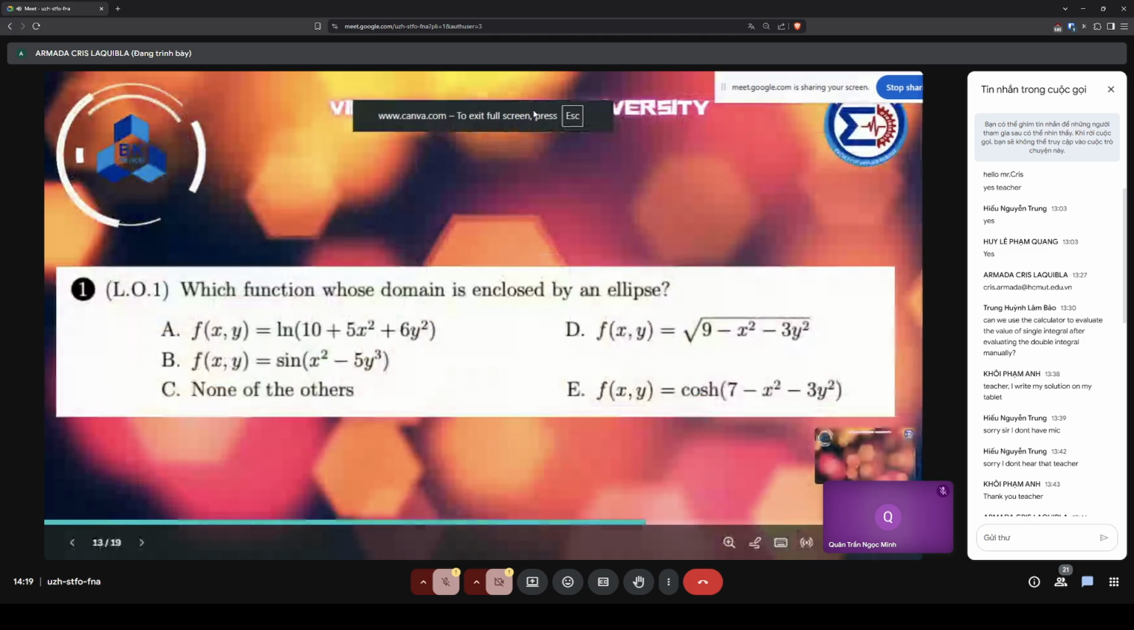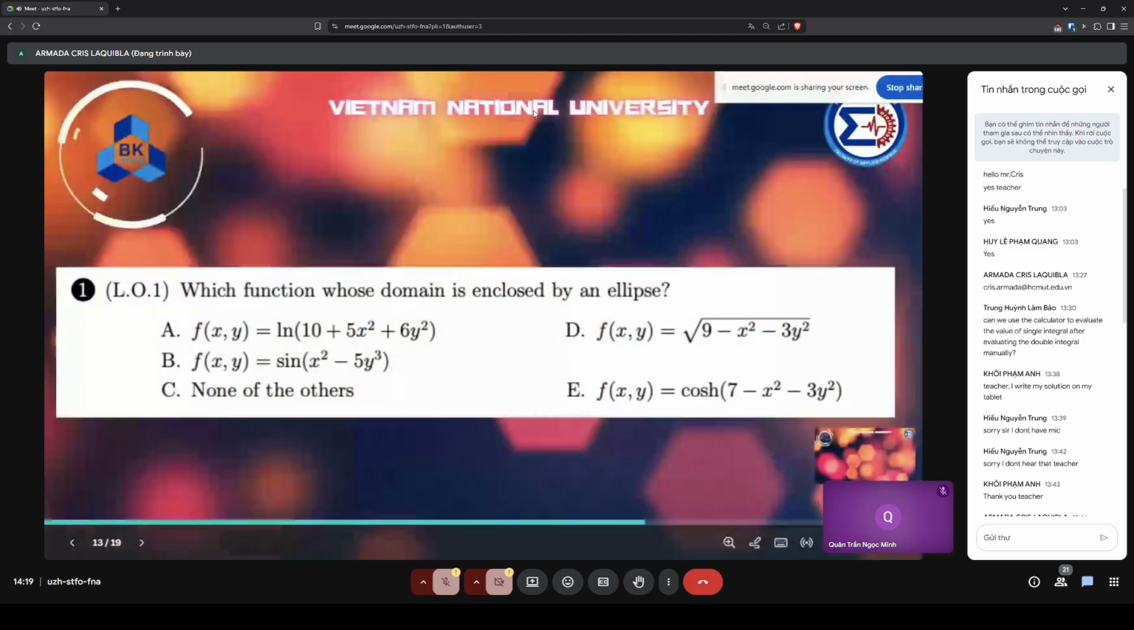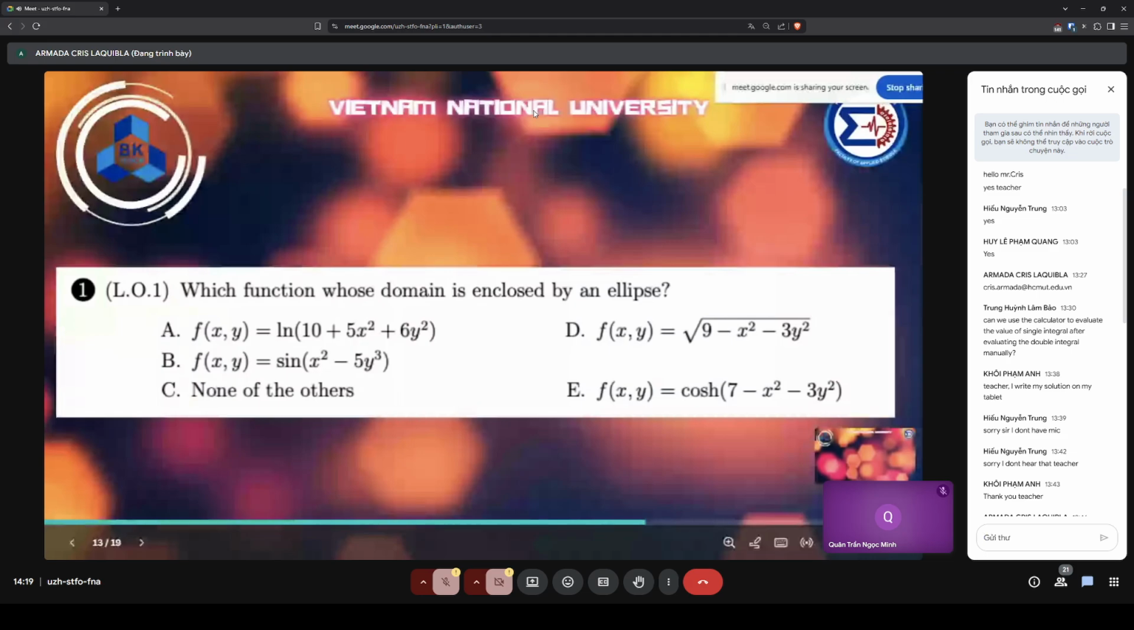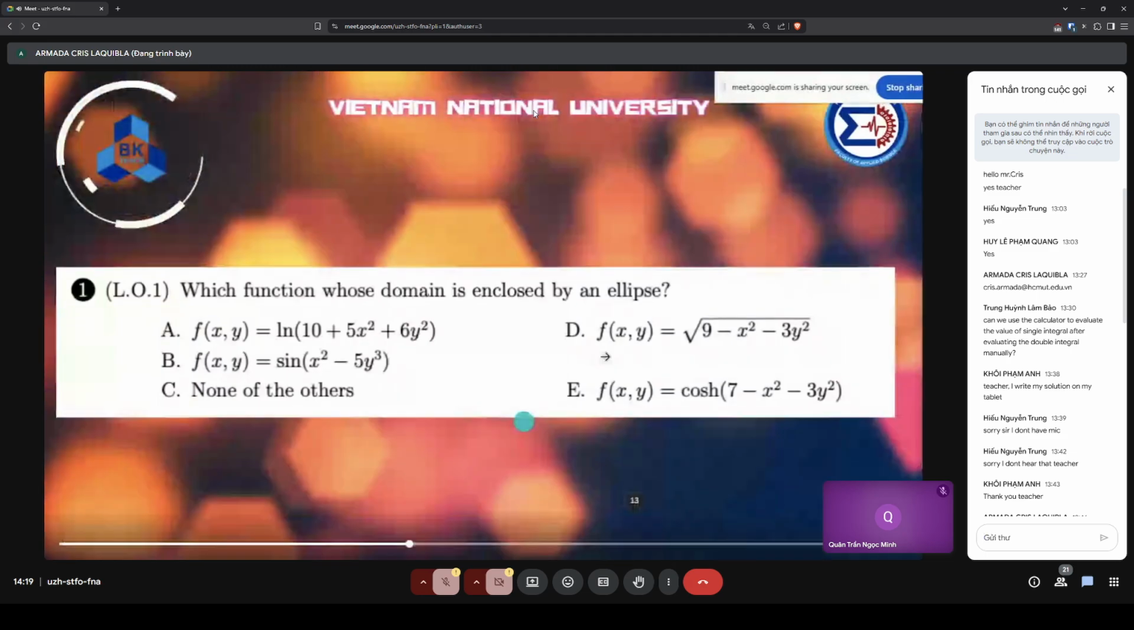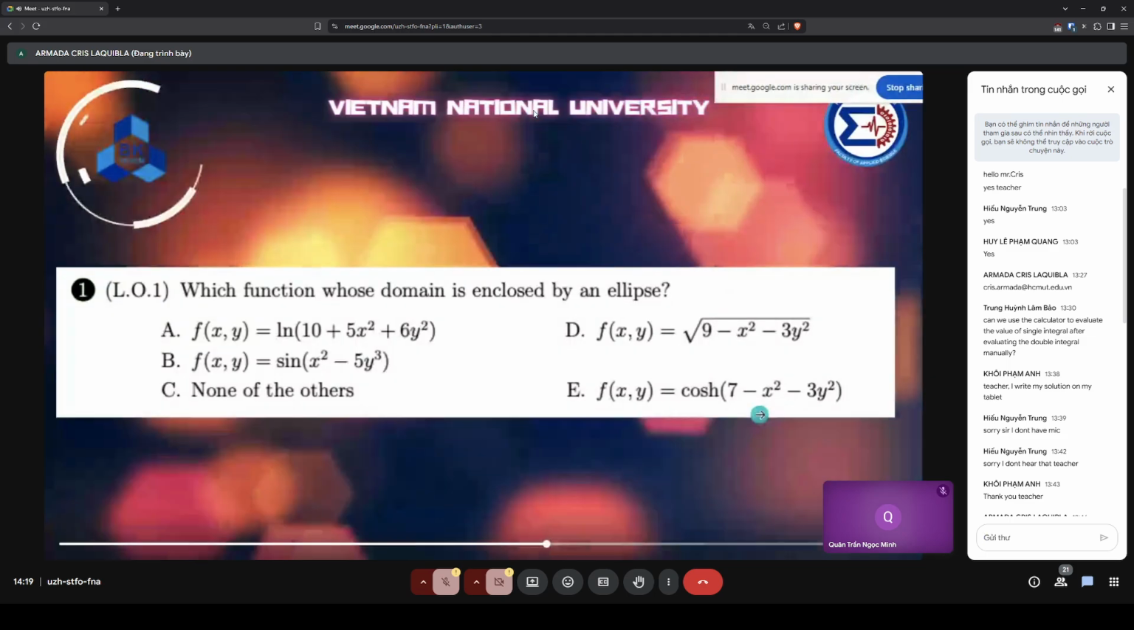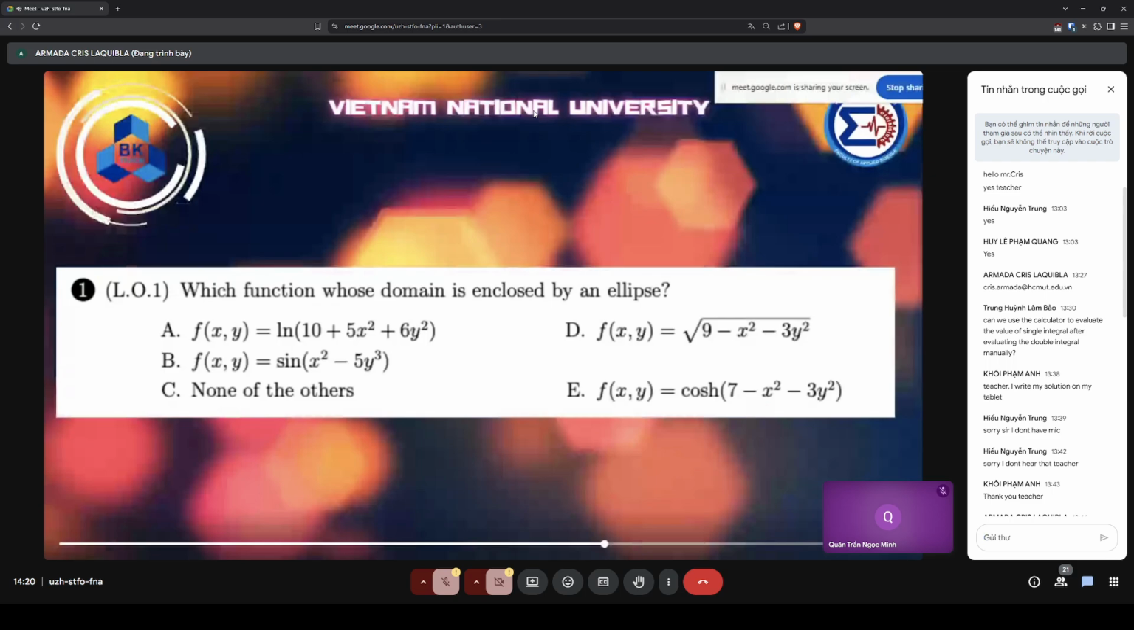Which function has domain is enclosed by an ellipse? Okay, class. I will give you a hint here. What to do? Go to your Desmos graphing calculator and you graph all the functions here, and then you have to see something like there. Do you know what's an ellipse? Ellipse looks like an oval. Okay, you can search the definition of an ellipse.